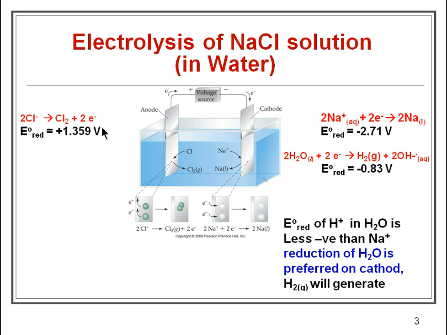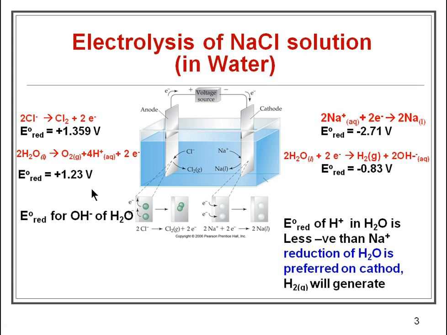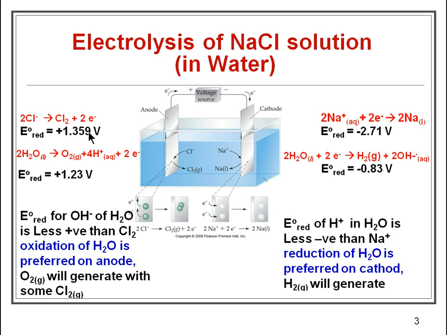On the other hand, on the anode electrode, oxidation of chloride ions is possible, and oxidation of water is also possible, but we have to find out which reaction will be preferred on the anode. Then we can judge through their standard reduction potentials when we compare these two. You will see that the standard reduction potential for oxygen from water is less positive, plus 1.23 volt, compared to plus 1.359 volt for chlorine. Therefore oxidation of water is preferred on the anode, and we will get oxygen gas rather than chlorine gas.